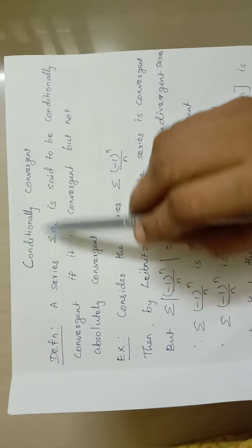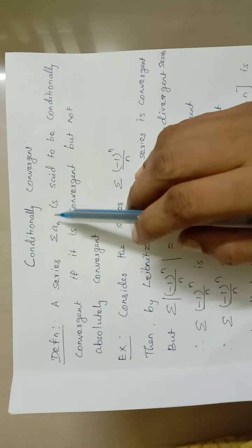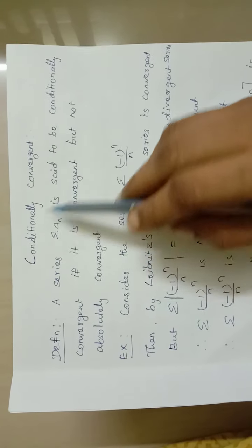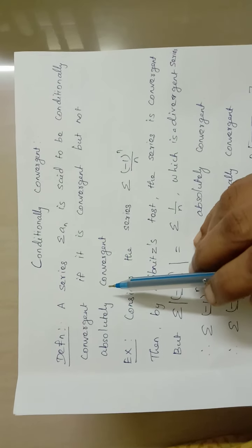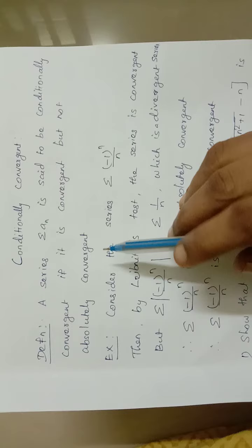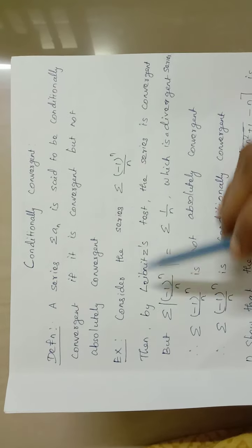So if a series summation an is convergent, but summation modulus of an is not convergent, then the series is known as a conditionally convergent series. So this is the definition for this conditionally convergent topic. Let us see one example.